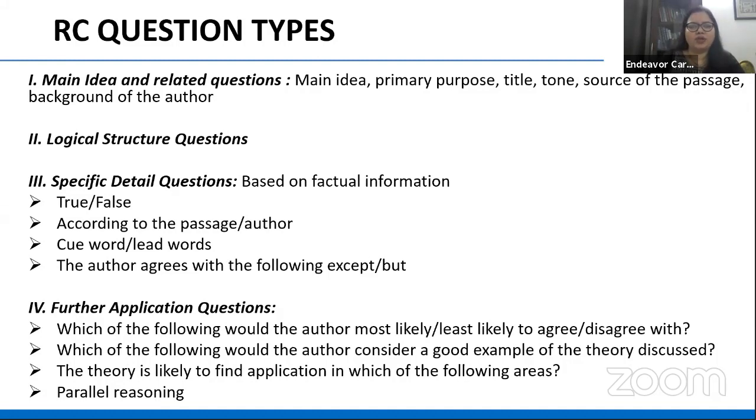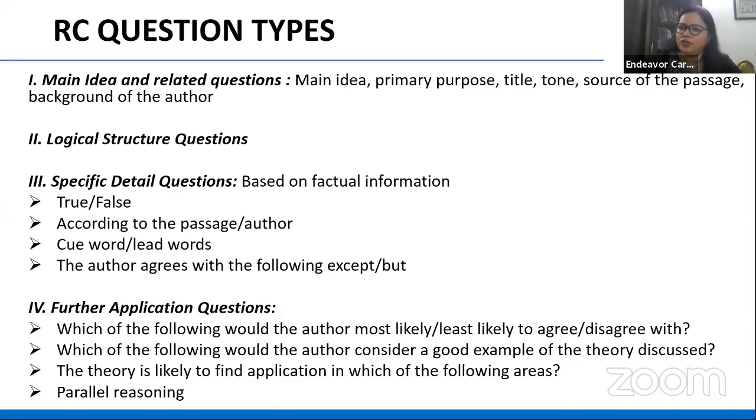No. So I might have a question, which of the following would the author most likely agree with or least likely agree with? And I'll find that the options bring in some details that are not given in the passage. But that is how the question is. It expects me to apply, further apply. If the above is true, will this be true? Will the author agree with this? Because he says ABC, he talks about ABCD. Will he also agree with this? Extending the ideas given in the passage.